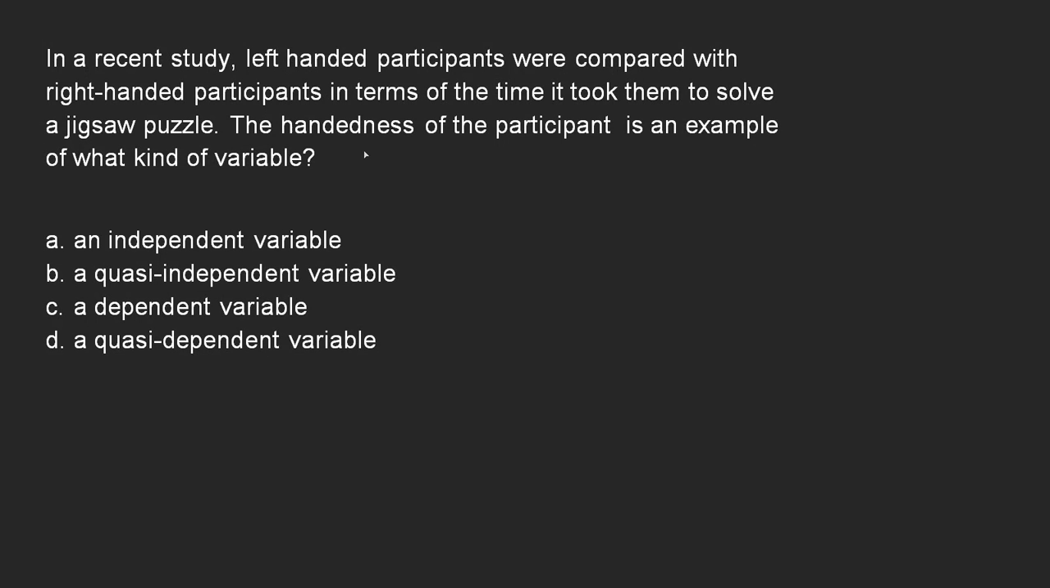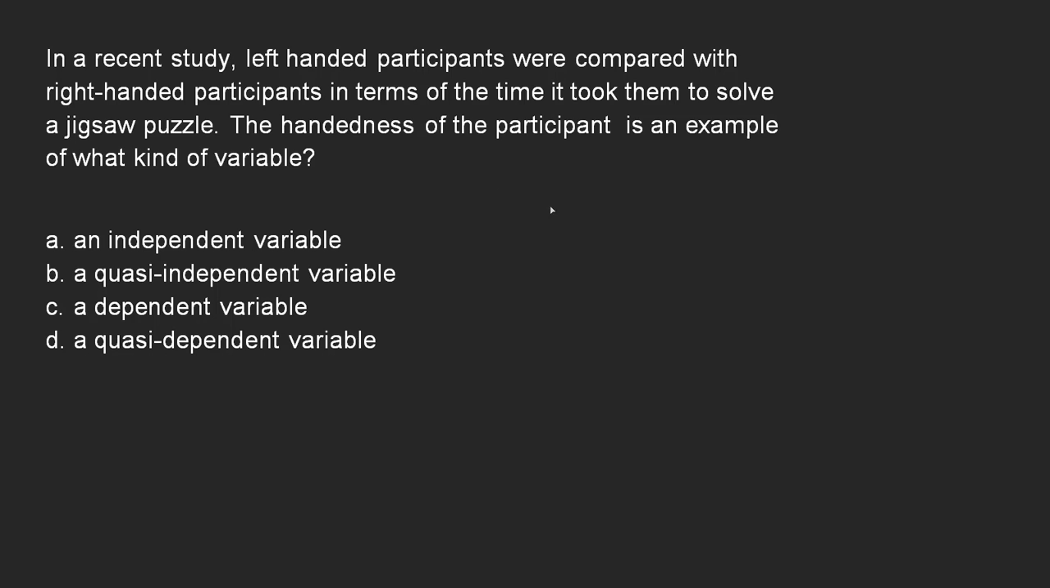In a recent study, left-handed participants were compared with right-handed participants in terms of the time it took for them to solve a jigsaw puzzle. The handedness, so whether you're right or left-handed, of the participant is an example of what kind of variable?